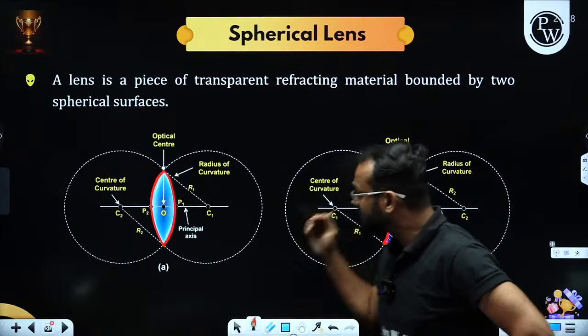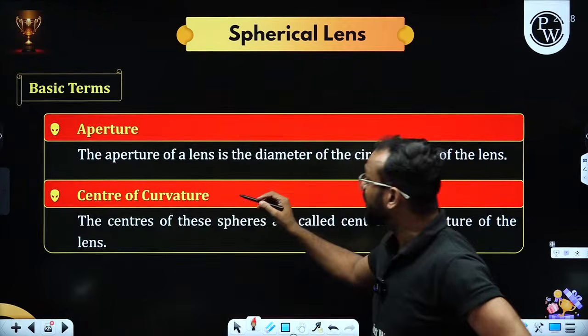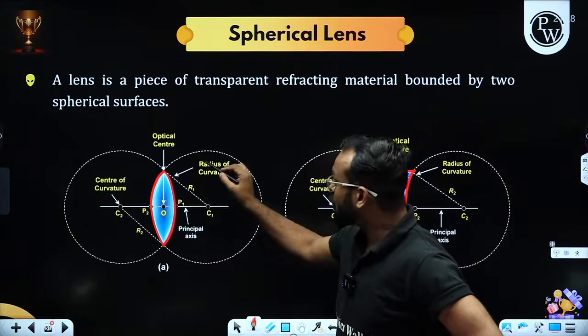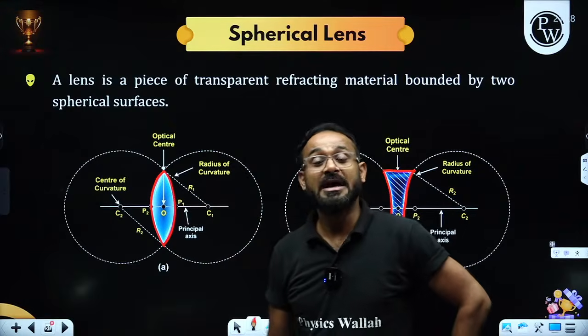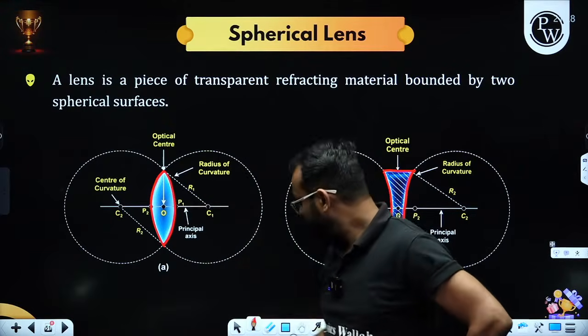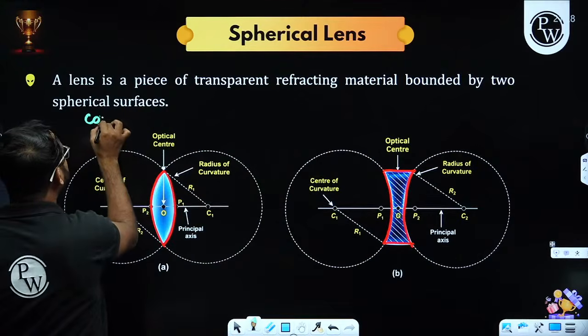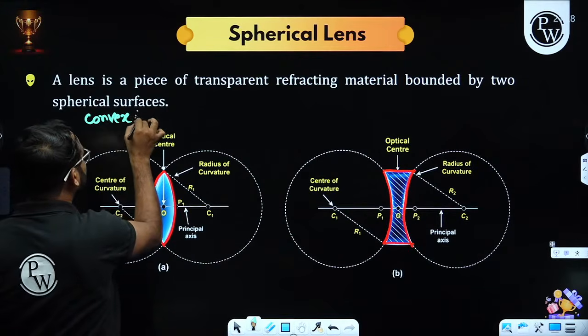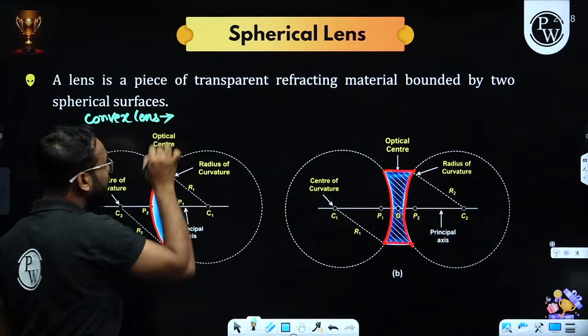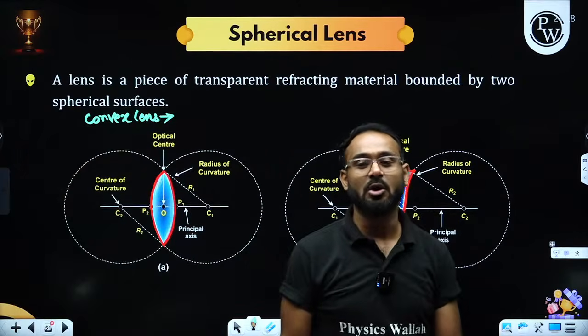So what are the names? The first one, this kind of shape, is called a convex lens. What is this known as? Convex lens. How would you be able to identify that the lens is convex?